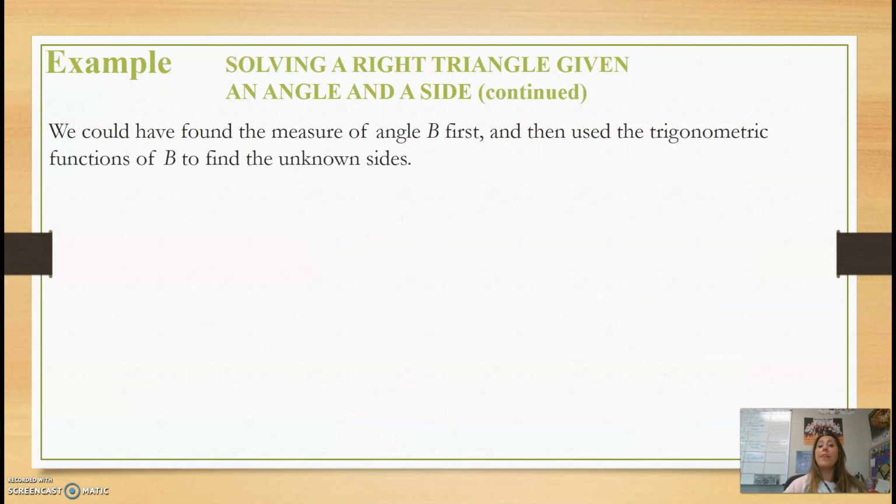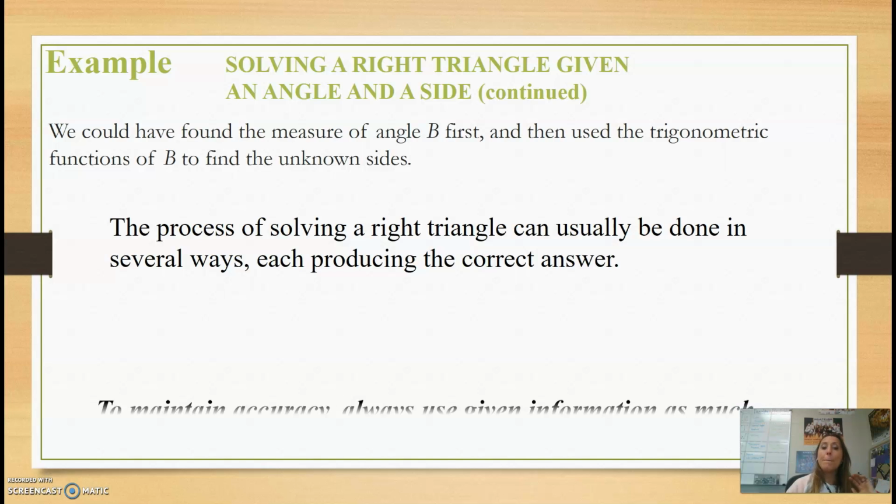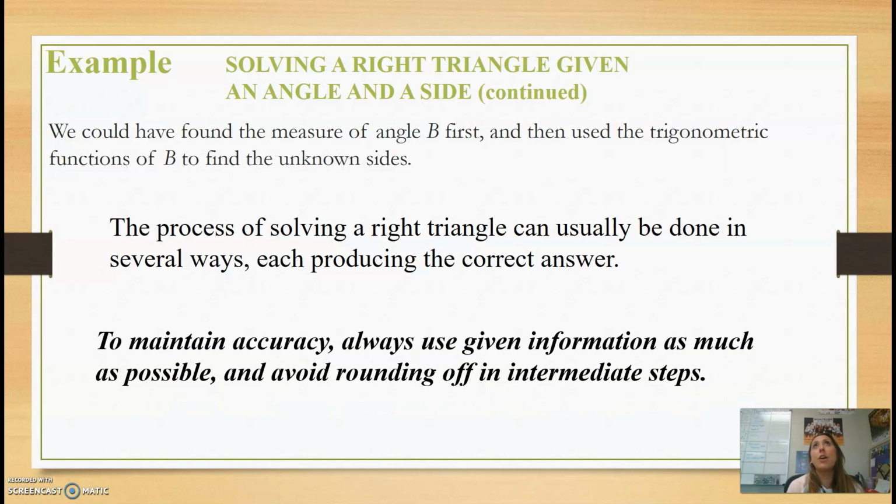So we could have found the measurement of angle B first and then used that trigonometric function of B to find all the unknown sides. We could have done that, and that probably would have been okay. It doesn't actually matter which direction you go, but you should always, to maintain the most amount of accuracy, just to make sure you didn't make a mistake, type something in wrong, or write something down wrong.